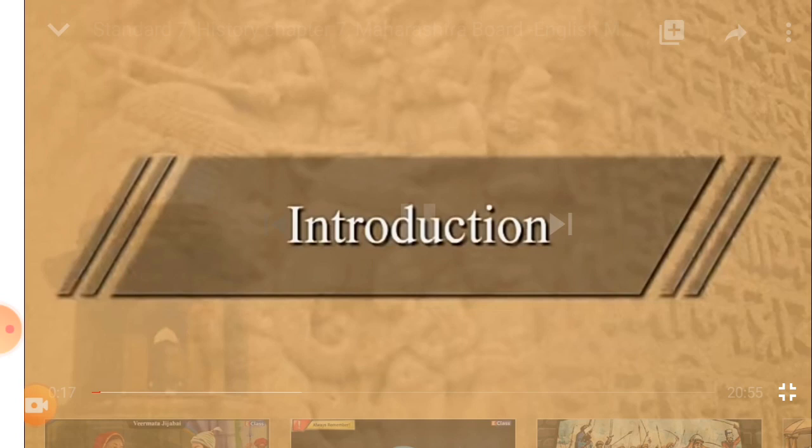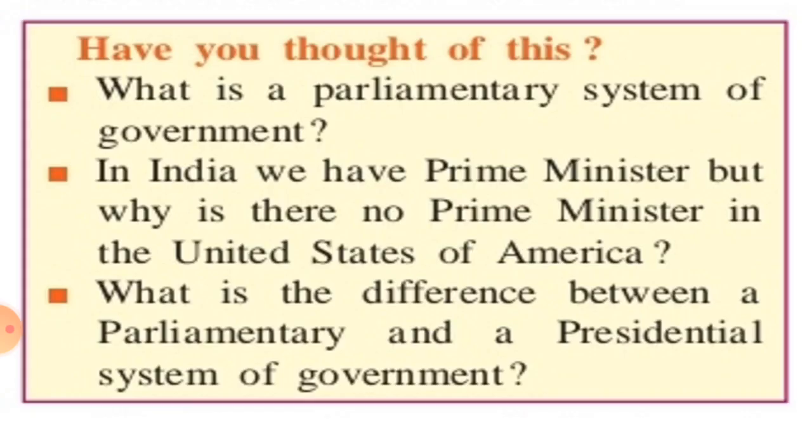In this chapter, today we are going to learn about the machinery or the system of government as given in the Indian Constitution. Have you thought of this? What is the parliamentary system of government? Second, in India we have a Prime Minister, but why is there no Prime Minister in the United States of America? Third, what is the difference between a parliamentary and a presidential system of government?